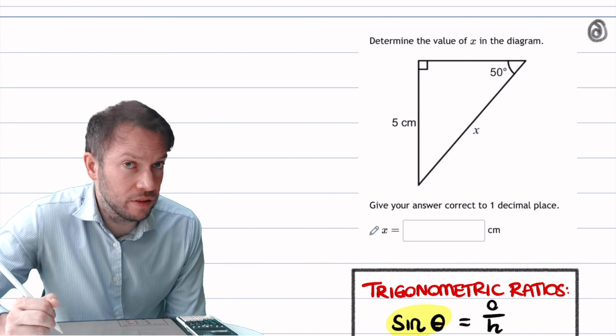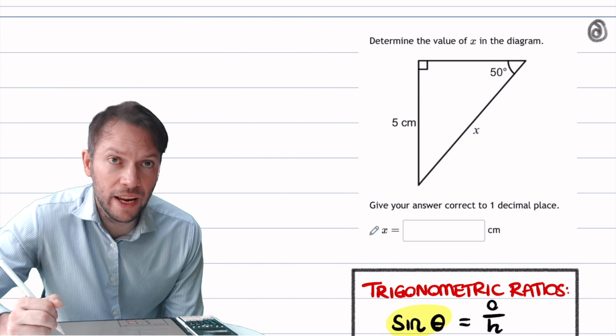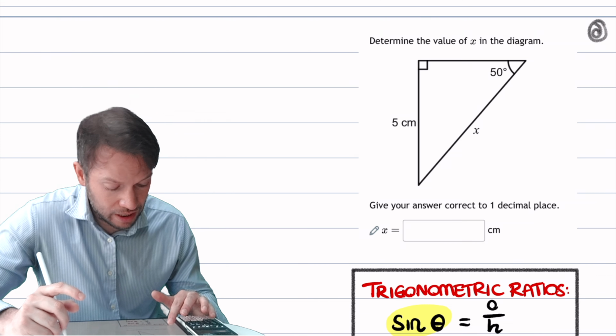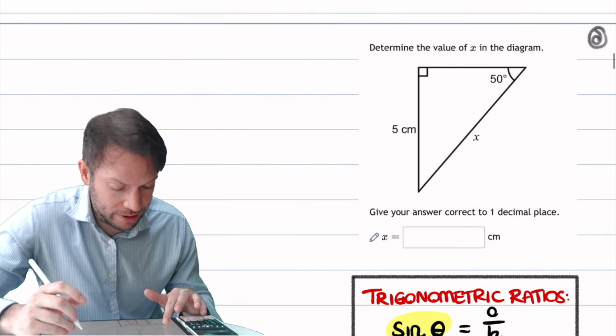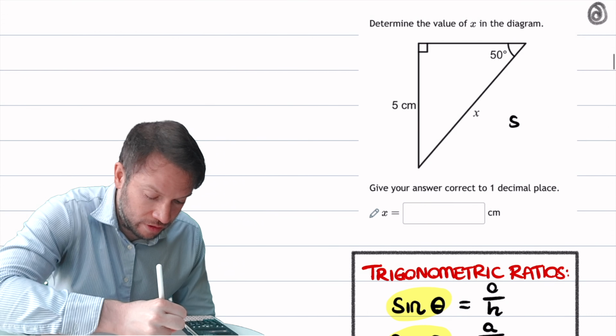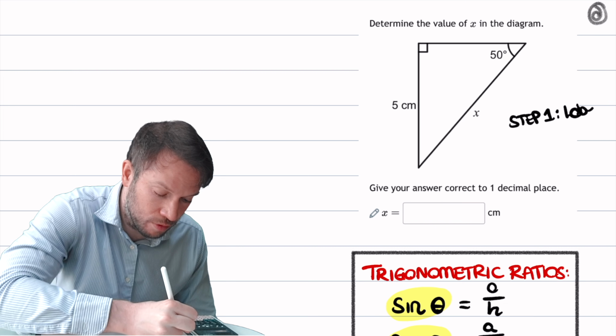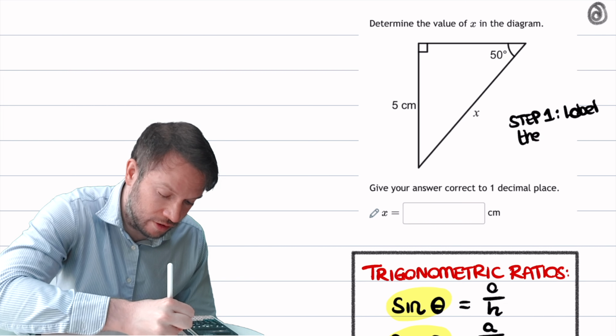Hi, in this video we're going to find an unknown side length of a right angled triangle. Now we explored an example of this in the previous video, but this one is going to be just slightly harder. Now remember what step one was. Step one is to label the sides of the triangle.